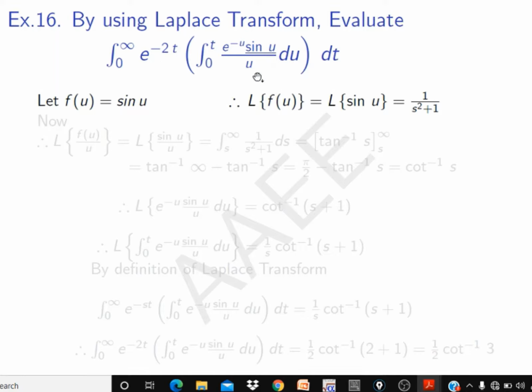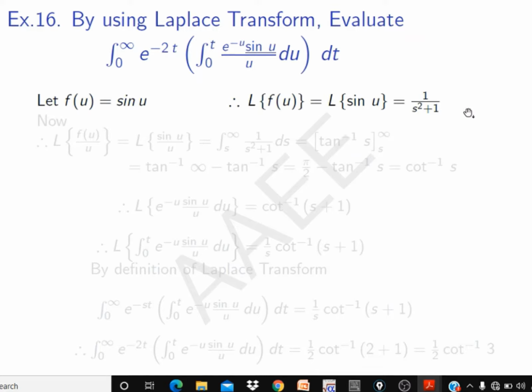After finding the Laplace transform of this term, if you want to find this integral, you are supposed to put s equals 2 in the definition of Laplace transform. Since a trigonometric function is here, first we will find its Laplace transform. Let f of u equal sine of u. Therefore the Laplace transform of sine of u is 1 upon s square plus 1.